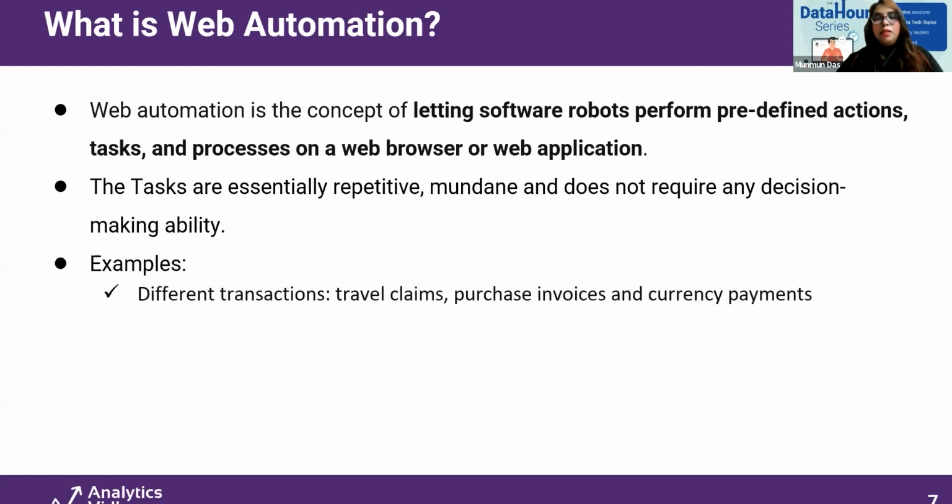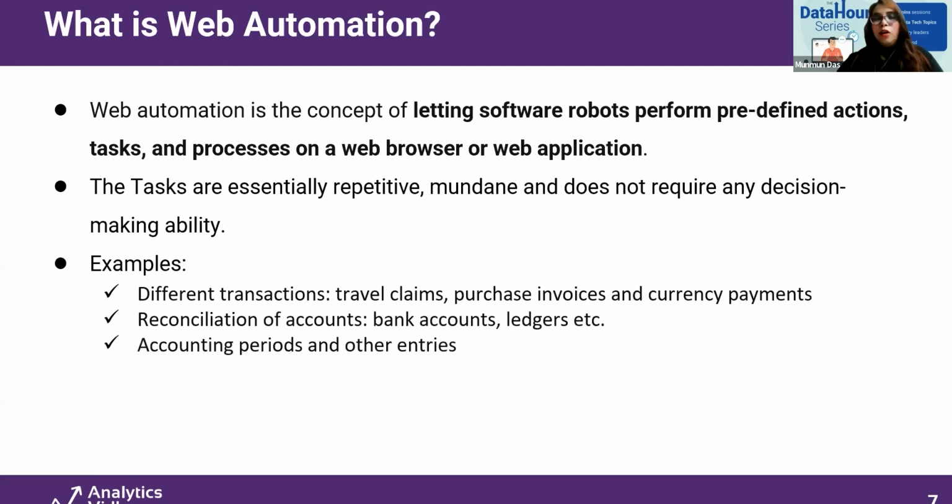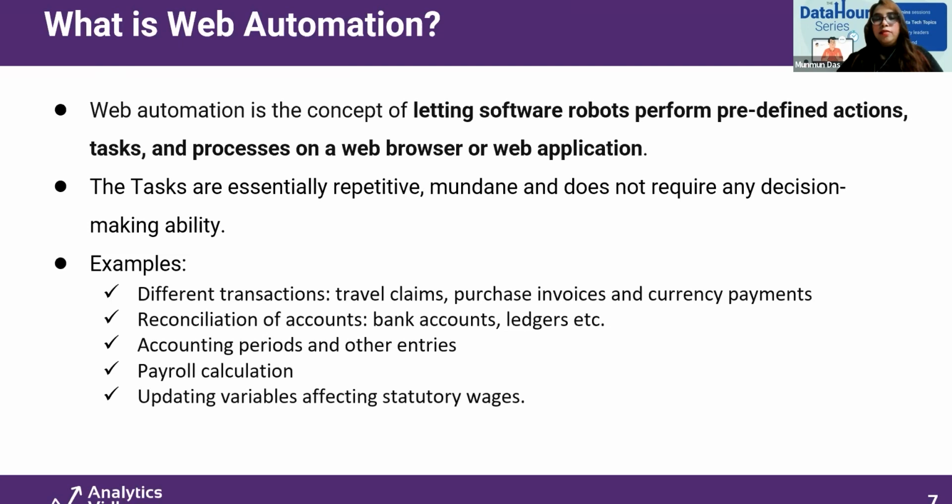Now some examples can be travel claims, purchase invoices, current payments, like if you want to generate these reports, and reconciliation of accounts like bank accounts, ledgers, etc. These are all real-time industry examples. Accounting periods and other entries, when you are doing entries into the ledger system, then payroll calculation. This is also one of the important work processes, where we need to calculate the payroll. Then updating variables affecting statutory wages.